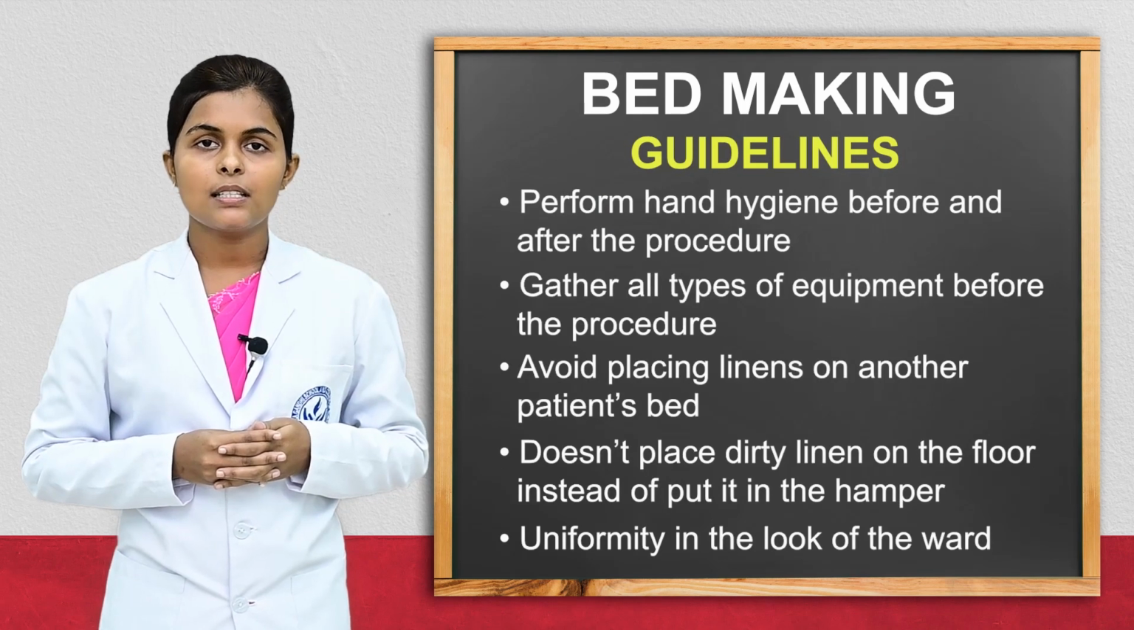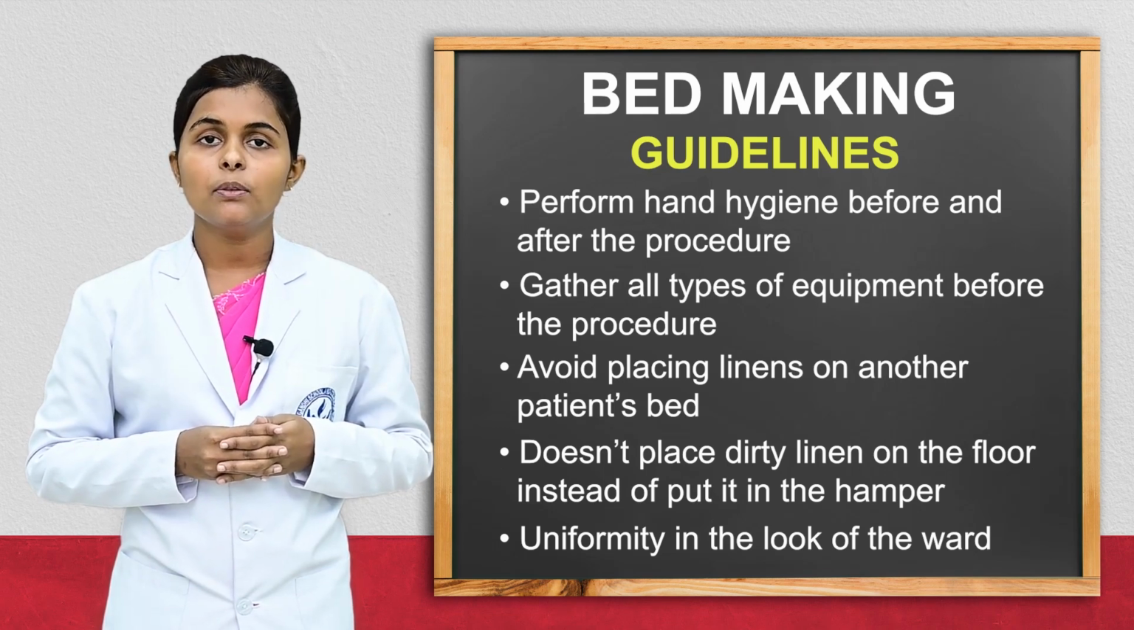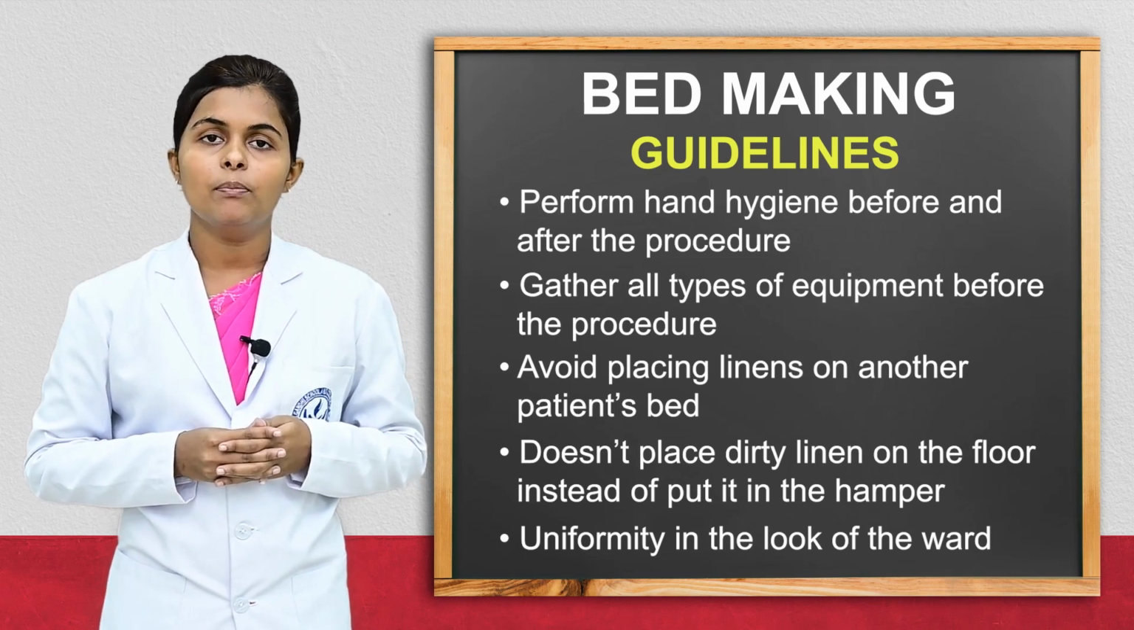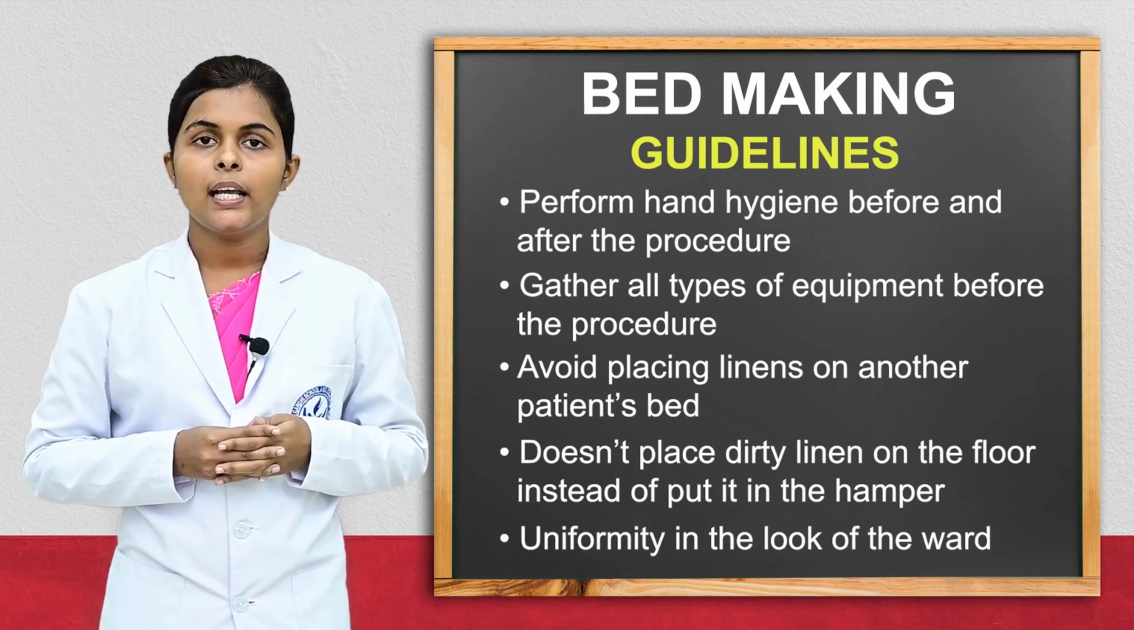Next, there are some basic guidelines of bed making. While doing any procedure, there are some rules, regulations and guidelines. So what are the guidelines of bed making? Firstly, we have to perform hand hygiene before and after the procedure. Next, assemble all the articles before the procedure. Never put clean or dirty linen on another patient's bed. Never put dirty linen on the floor; always put it in the hamper. And last, make the ward comfortable for the patient, and there should be uniformity in the ward.